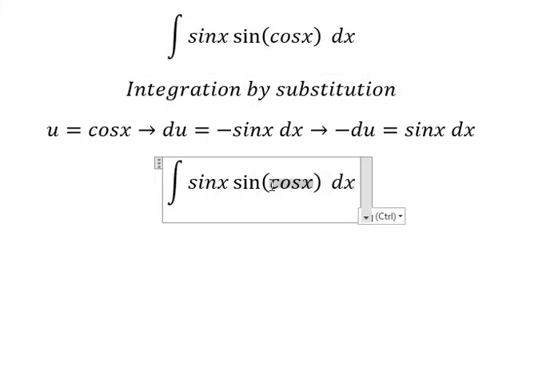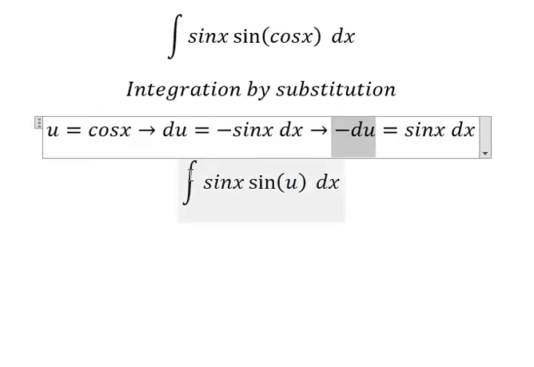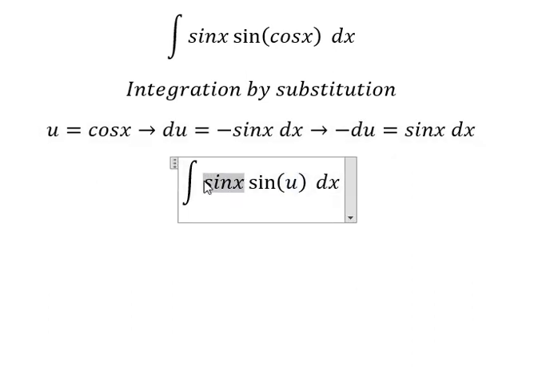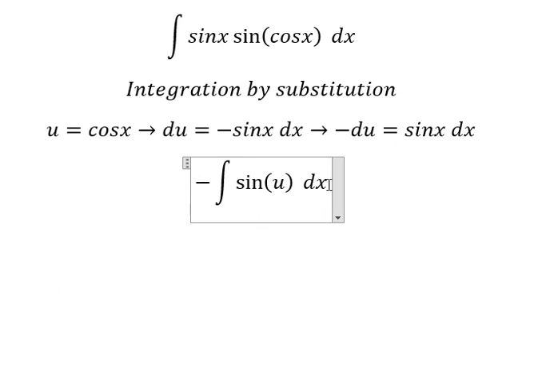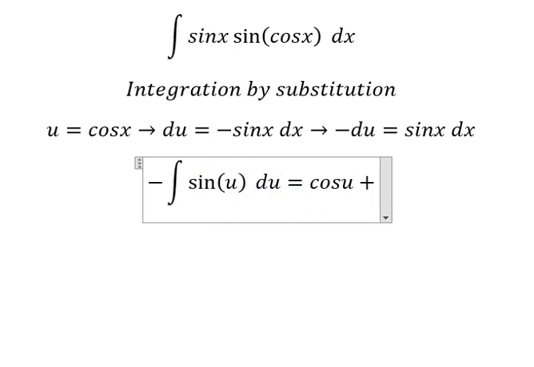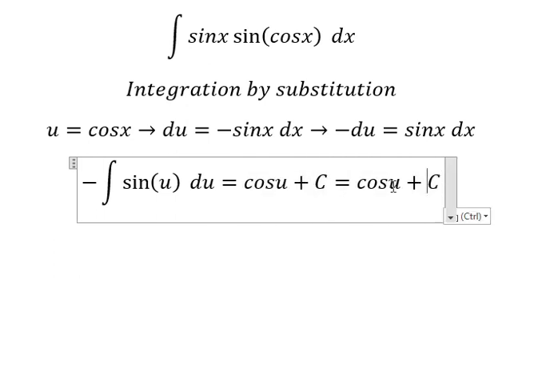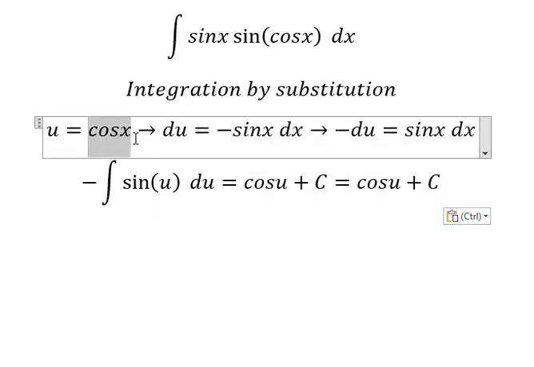So this one we change to u. Sine x dx we change to negative du. The integration of negative sine u gives us cosine u, and I will put plus c. And u is cosine x.